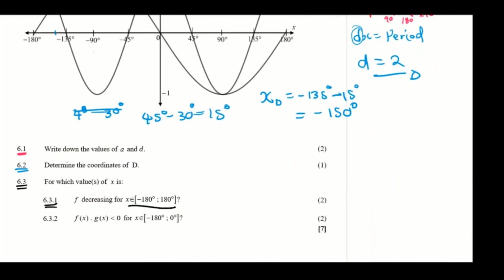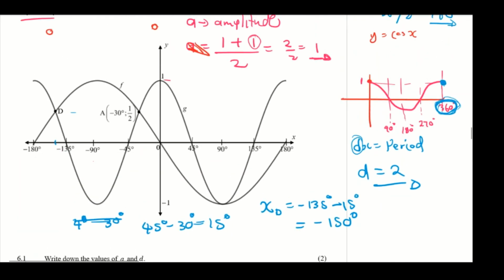So now 6.3.2 says that when you multiply the graph of f and the graph of g, it gives you a solution of y which is less than 0, meaning it's negative, right? So the sign is negative. We want to identify the values of x, but have a look at that in between 0 and minus 180 degrees. It means we want to know the value of x when the value of y multiplied with another value of y gives you a negative. But we are asked to look at 0 degrees down to minus 180 degrees.